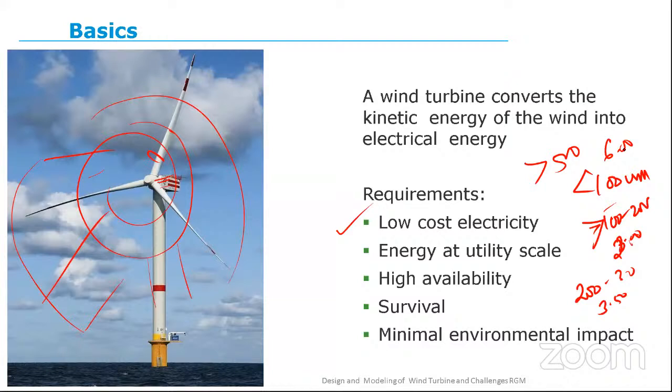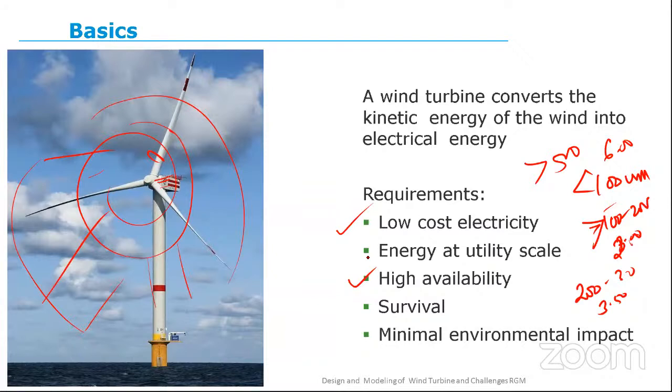So like this, it means low cost electricity has to be produced, and also energy at utility scale. Utility scale means large numbers, I mean it has to generate electricity at large scale. And high availability. What is high availability? Availability means it should always be available to generate power. That is the way it is required.